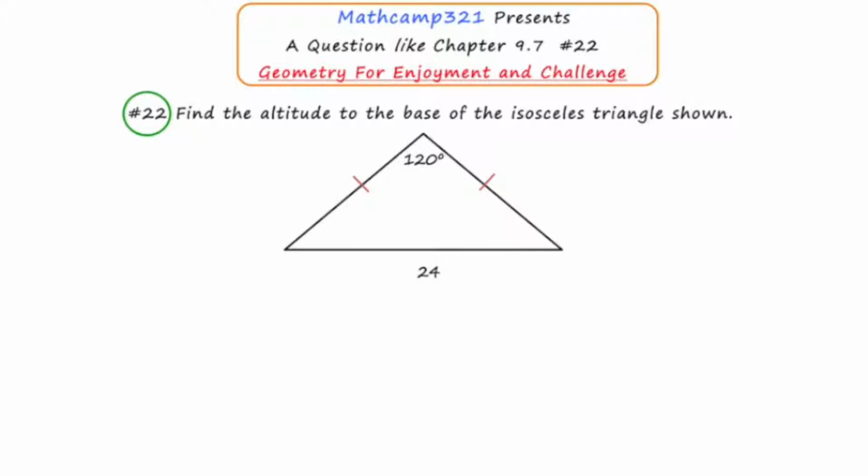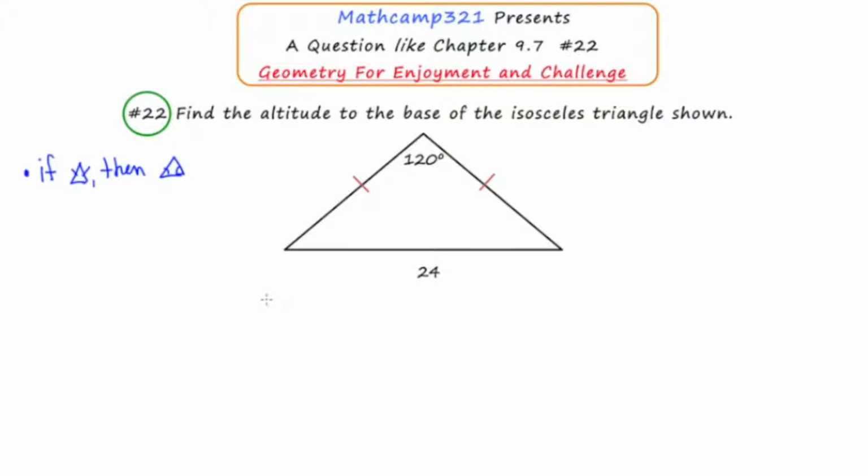Geometry for Enjoyment and Challenge. In this question, you're asked to find the length of the altitude drawn to the base of the isosceles triangle shown in the diagram. So the first thing that I want you to recall in looking at a problem like this is the isosceles triangle theorem, if sides then angles.